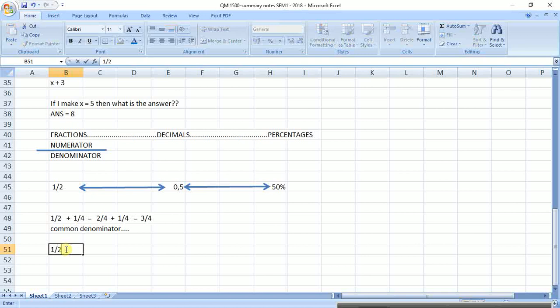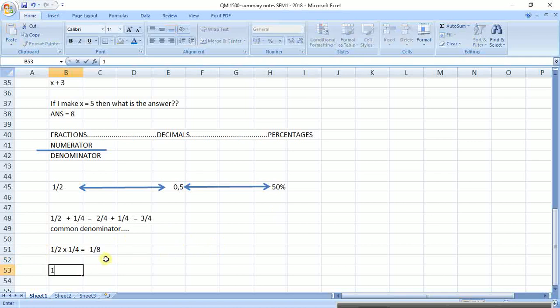What happens if I multiply? Well, then it's simple. Numerator times numerator, denominator times denominator. So a half times a quarter: 1 times 1 is 1, 2 times 4 is 8, and that's it. So you multiply numerator with numerator and denominator with denominator.